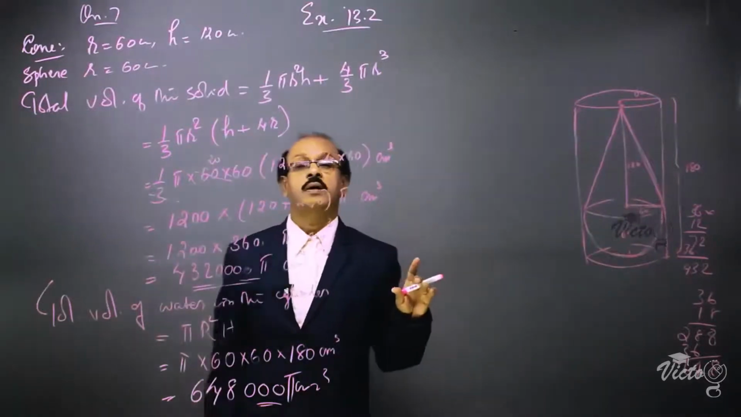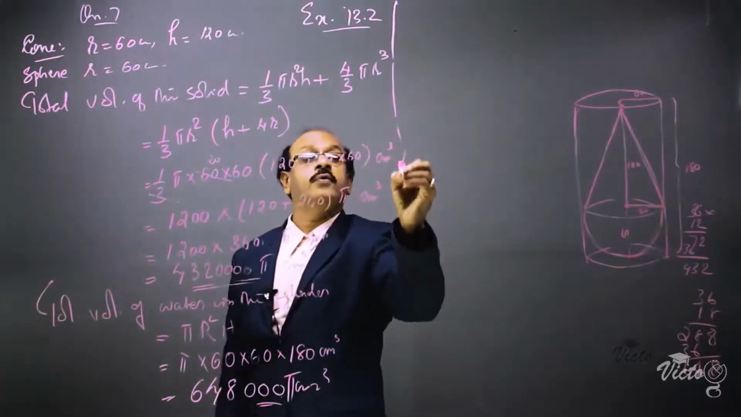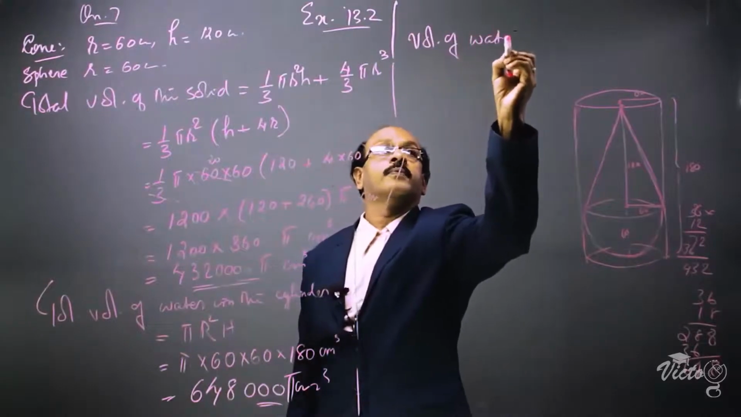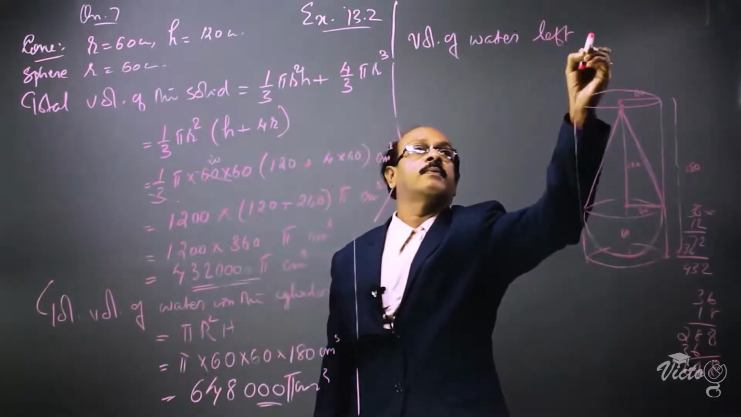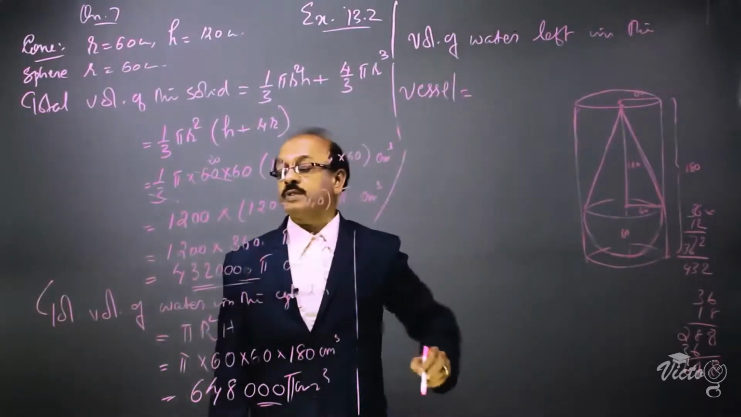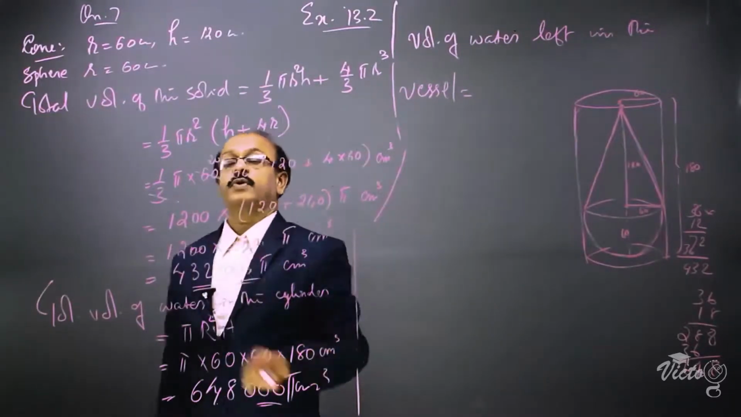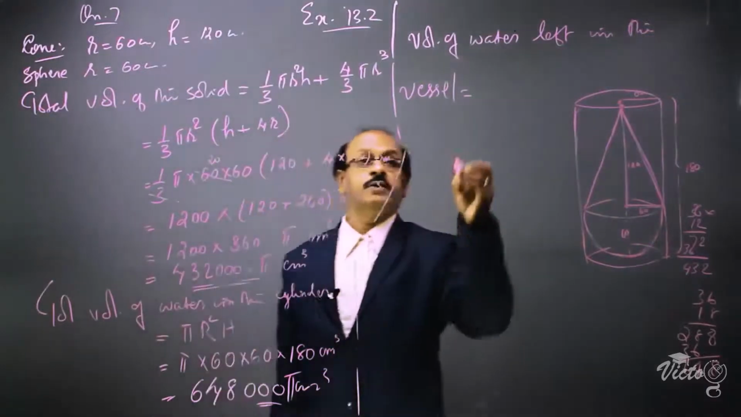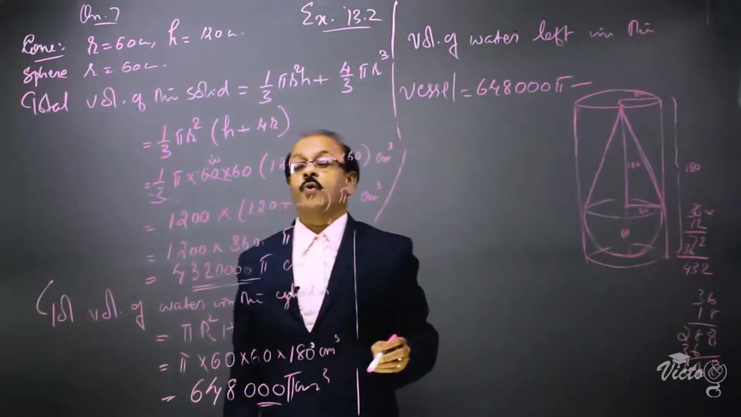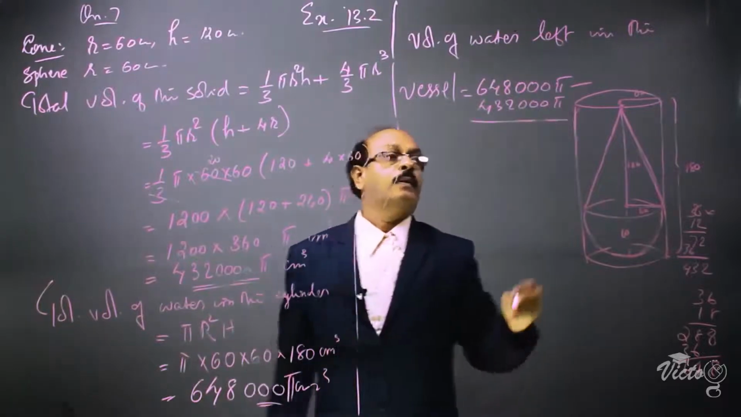Now we have to find out the volume of water left in the vessel. We have to subtract from the total volume of water in the cylinder the volume of the solid. That means 648,000 pi minus 432,000 pi, which is 216,000 pi.